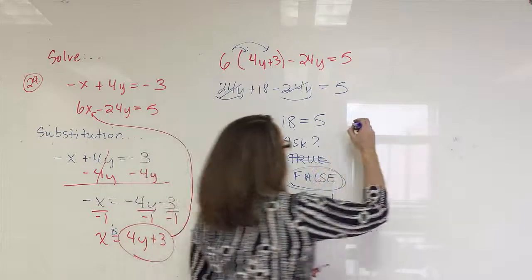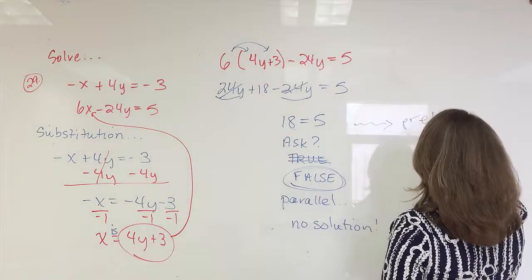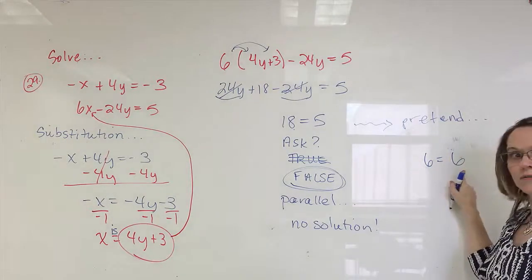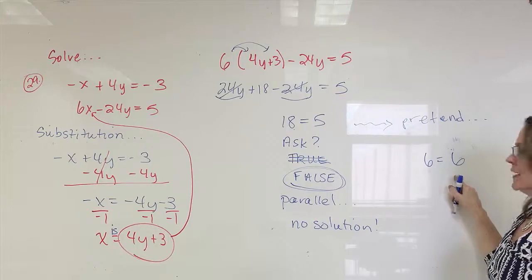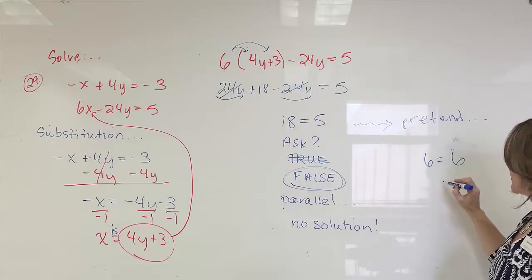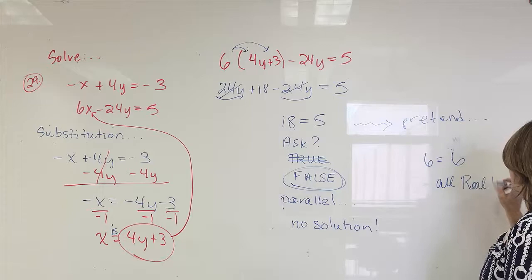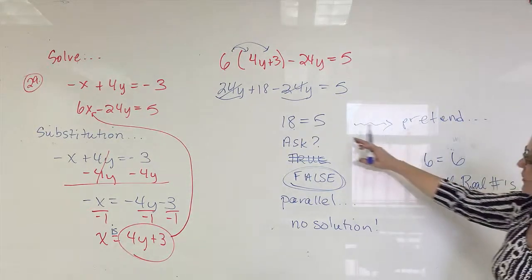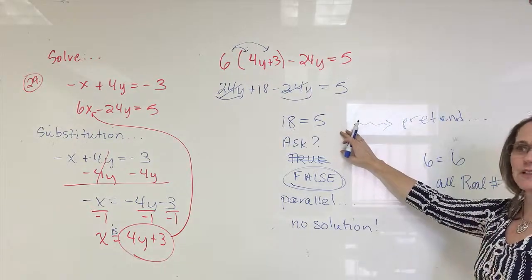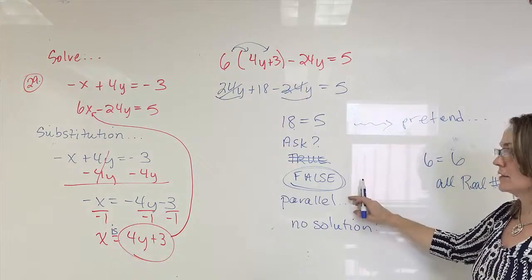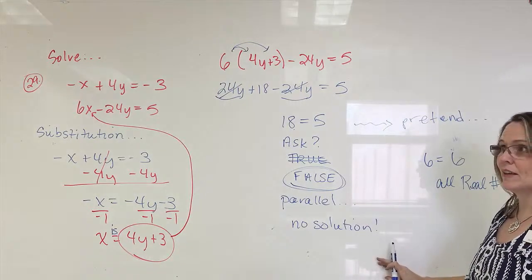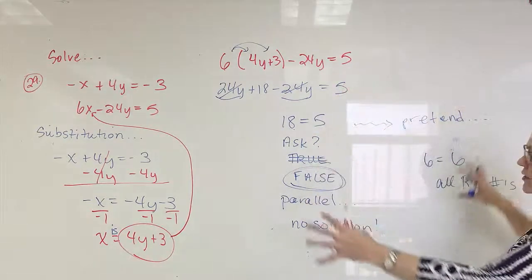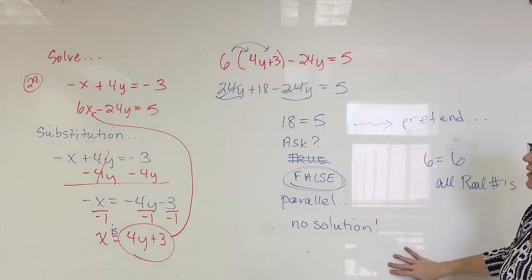If we had had something like this, pretend with me, if we had had 6 equals 6, we would say, oh, that's true, it's true all the time, and that would encourage us to put all real numbers. That's not the case we had, that's just a what if we had that. But if we get 18 equals 5, 18 equals 3, 18 equals 7, in all of those cases, it means the lines were parallel, they'll never touch, and that means there's no solution that exists on both lines at the same time.